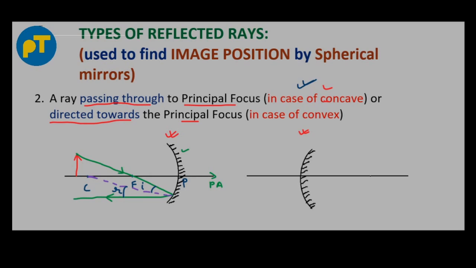Now in the convex mirror, let's say we have a pole here, then the principal focus here, and the center of curvature here, and we have an object somewhere here. Then let's consider the ray which is directed towards the principal focus, directed towards the principal focus.